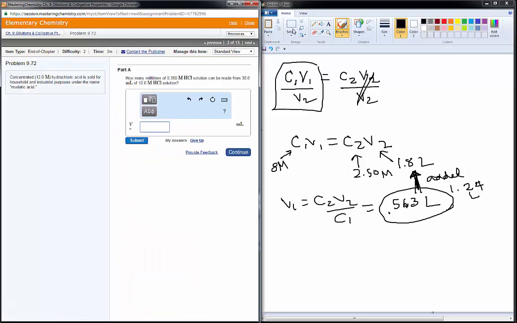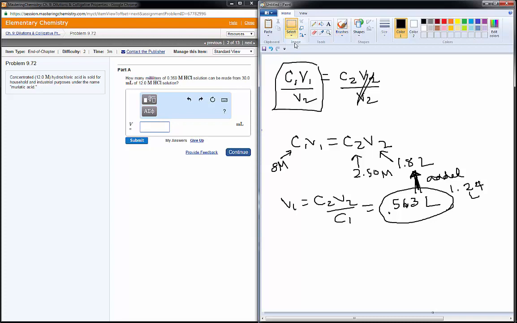Okay, next, this is again just a dilution problem. They want to know how many milliliters of this solution can be made from this. So they're looking for volume. So C1 V1 equals C2 V2, divided by C2.